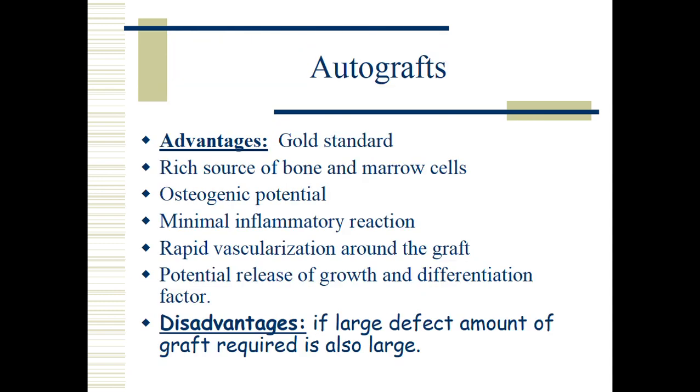Autograft advantages: it is considered the gold standard because of the rich source of bone and marrow cells. It has osteogenic potential, shows minimal inflammatory reaction, rapid vascularization around the graft, and potential release of growth and differentiation factors. Disadvantages: if a large defect is there, then we need a large amount of graft.